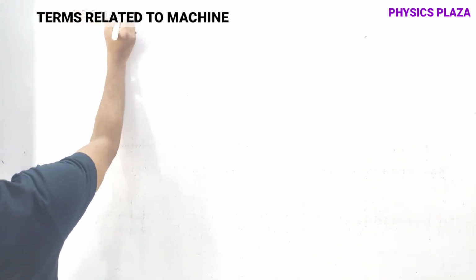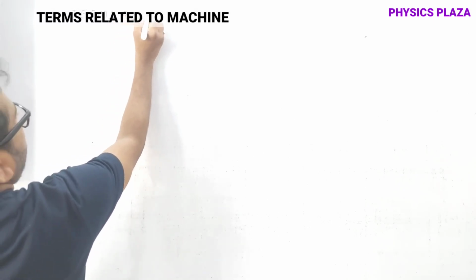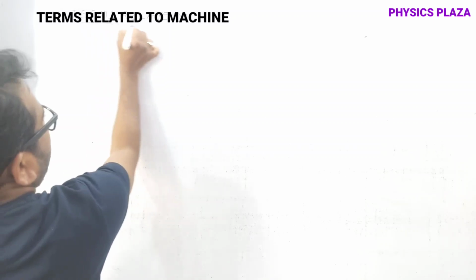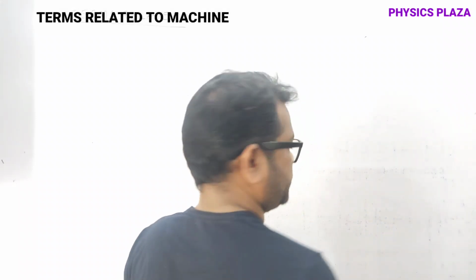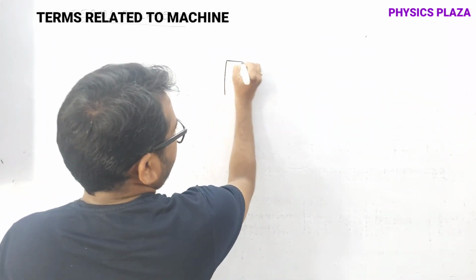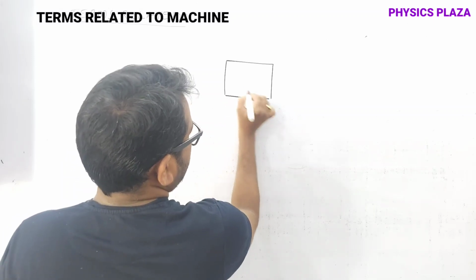Now children, we will discuss the terms related to the machine. Very important. Are you able to see this? Let me check once. Yes, terms related to the machine. Children, suppose let us take it as a machine.